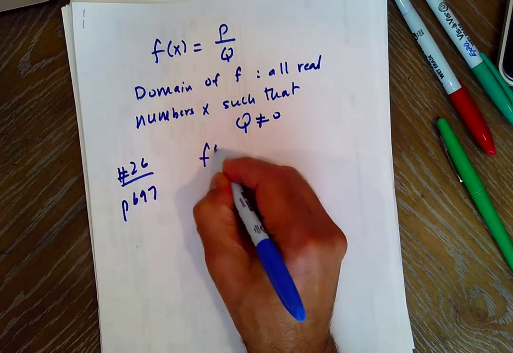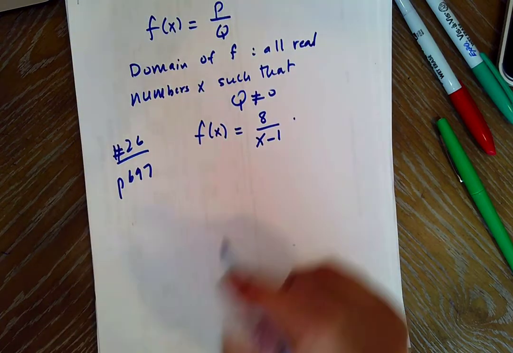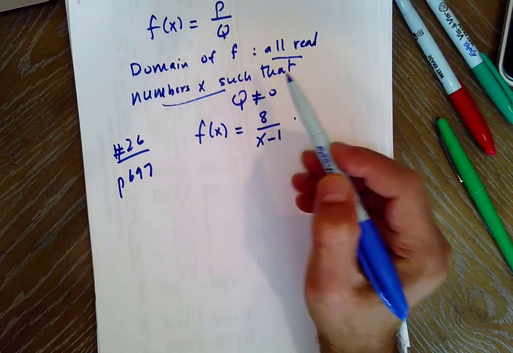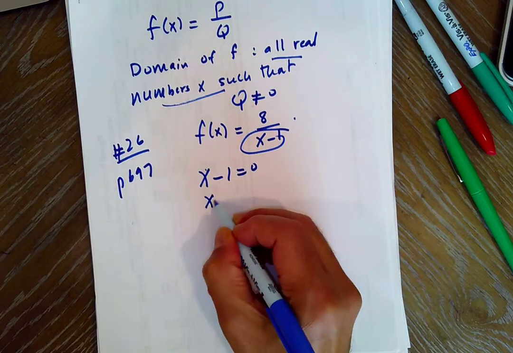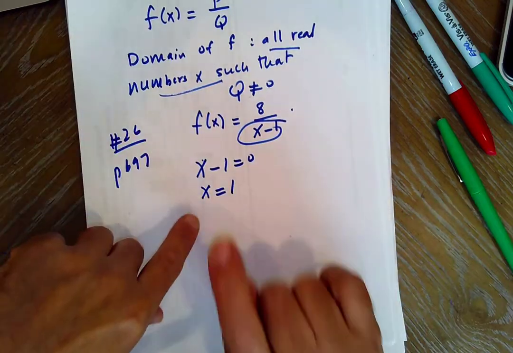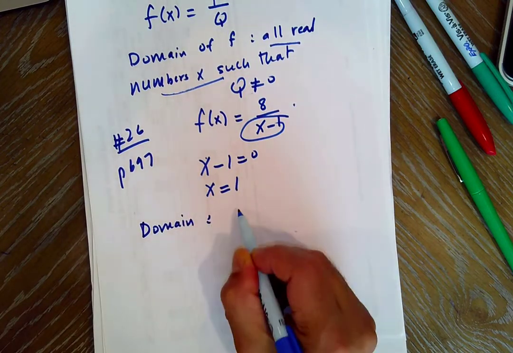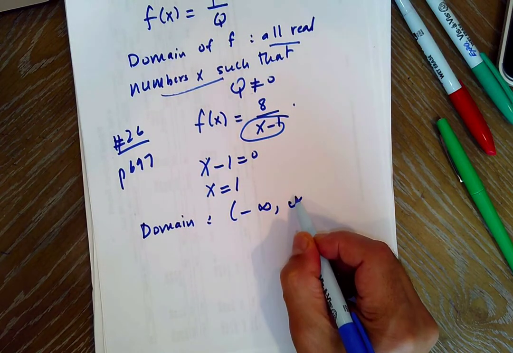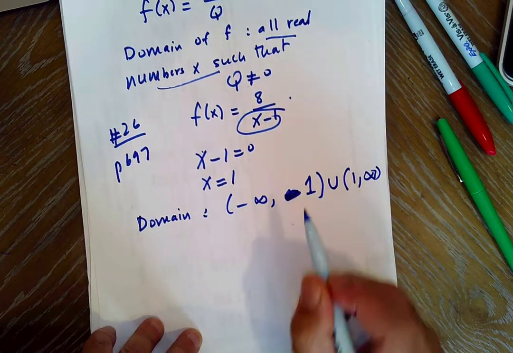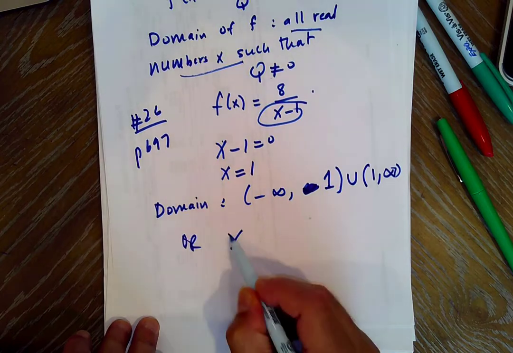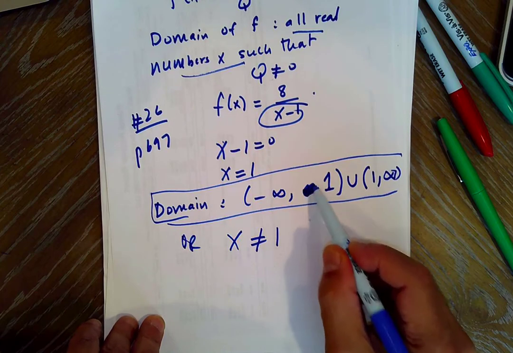So what's the domain of f of x equals 8 over x minus 1? We know the domain will be all real numbers except where q equals 0. So if q equals 0, what would happen? If x minus 1 equals 0, x equals 1. So everything else is in the domain except 1. So the domain of f in this case is all real numbers except 1. Negative infinity to infinity except 1. So we write negative infinity to 1 and then 1 to infinity. Sorry for the mess. Okay, or you can just write x does not equal 1, but I prefer this. You gotta get used to the interval notation.